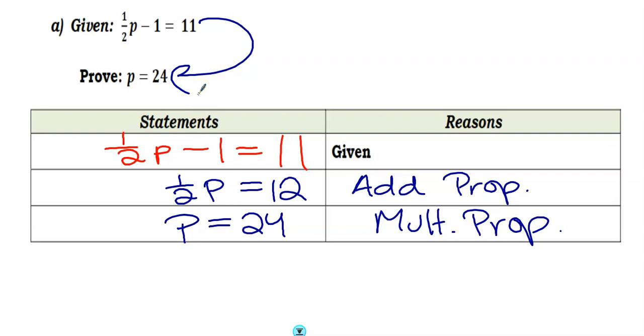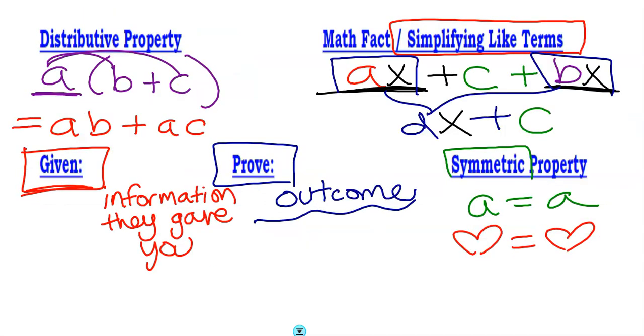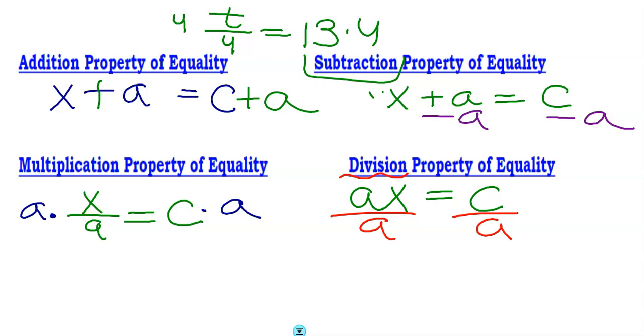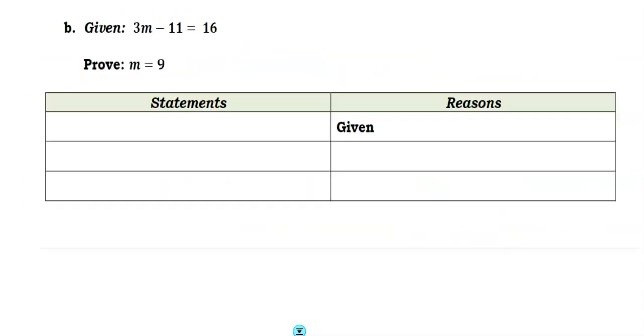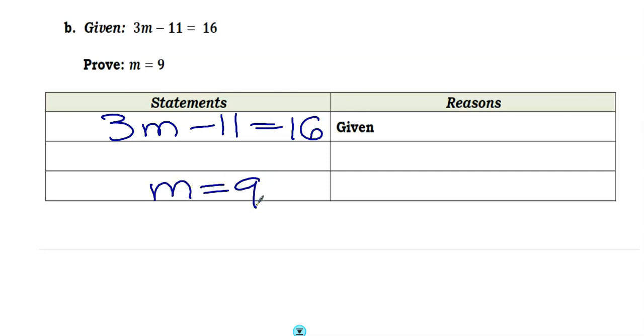Okay, so how are you solving this? And then what are your reasons? Okay, your reasons are distributive property, math fact, or symmetric, and then these 4. Okay? All right. So here's another one. 3m minus 11 equals 16. I want you guys to try this one. So how are you going to get to m equals 9? Okay? How are you going to get to that? What are the steps you're going to take?